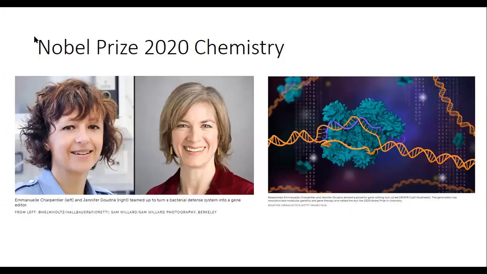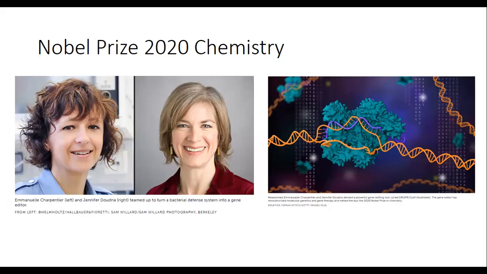And in case you didn't see the news this morning, they just gave out the Nobel Prize for Chemistry. The Nobel Prize for Chemistry went to Emmanuel Charpentier, I'm probably pronouncing that wrong, and Jennifer Doudna, I'm probably pronouncing that wrong too. Basically, they are the two lead scientists who helped to discover CRISPR.